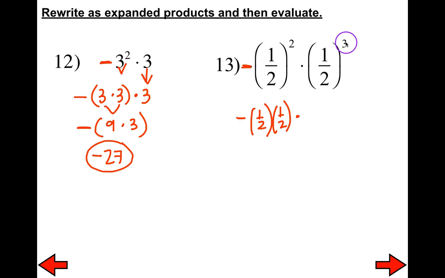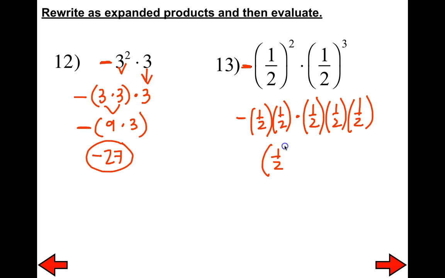I'm going to repeat 1/2 three times. 1, 2, 3. So now I have a total of how many 1/2s? 1, 2, 3, 4, 5. Got to bring down this negative. And again, notice I have to have those parentheses, because if you write it like this, you're only saying that 1 is being raised to the fifth power and not 2. So please don't write it like that. This would be your answer as an expanded product.